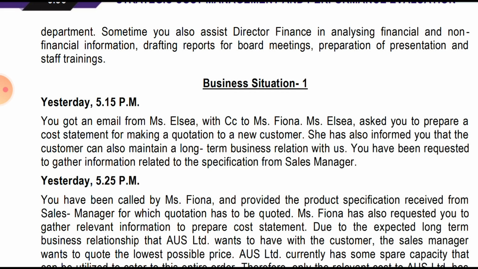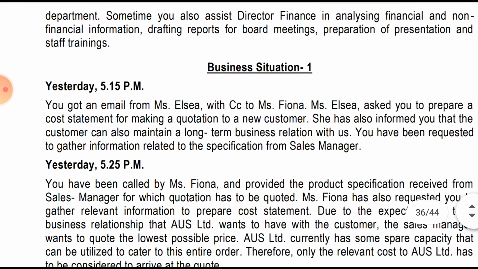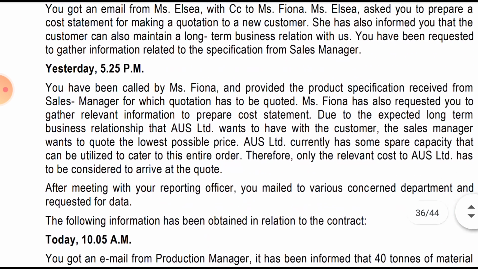Okay. Business situation 1. Yesterday at 5:15 p.m. you got an email from Miss LC with CC to Miss Fiona, in which Miss LC asked you to prepare a cost statement. So the director finance, Miss LC, asked you to prepare a cost statement for making a quotation to a new customer. She has also informed you that the customer can maintain a long-term business relationship with us. You have been requested to gather the information related to the specification from the sales manager for the product costing.